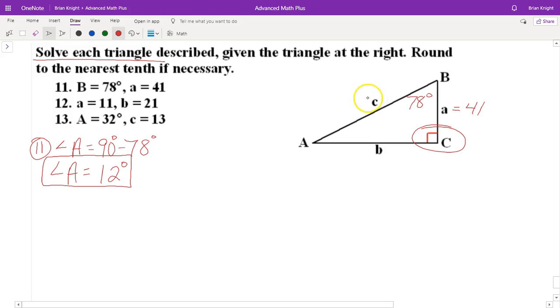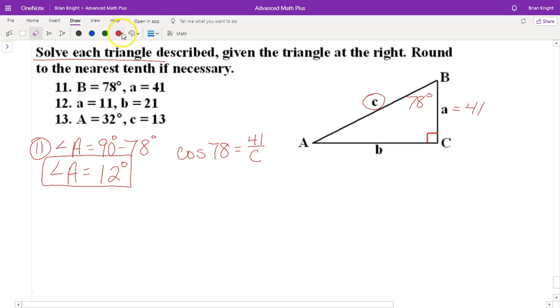C. All right. So if we're looking for C, I just found angle A, but am I going to use that to find this? No, because what if I missed it? Always use what they give you if you can. So they've given me the adjacent side to angle B, and I'm looking for the hypotenuse. What uses adjacent and hypotenuse? Cosine. So I want to say the cosine of 78 is going to equal the adjacent, which is 41, divided by C.